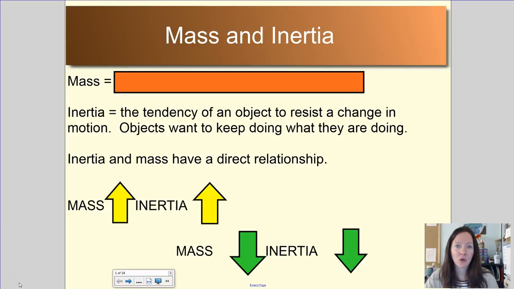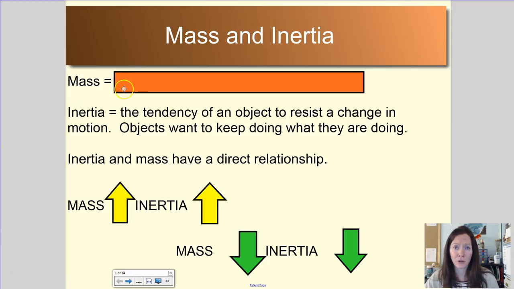Okay, we're going to continue our study of objects in motion with Newton's 3 laws of motion. Newton's laws of motion describe how objects move and why they move. I have a little bit of vocabulary to start you off with here before we actually get into the laws of motion themselves. First is mass.